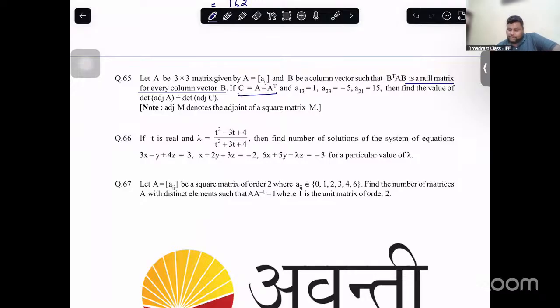Very good. Now 67. Let A, Aij, be a square matrix of order 2, where Aij belongs to 0, 1, 2, 3, 4, 6. Find the number of matrices A with distinct elements such that A into A inverse is I. Now see, A into A inverse is I means A inverse is existing. A inverse will exist if determinant of A is non-zero.